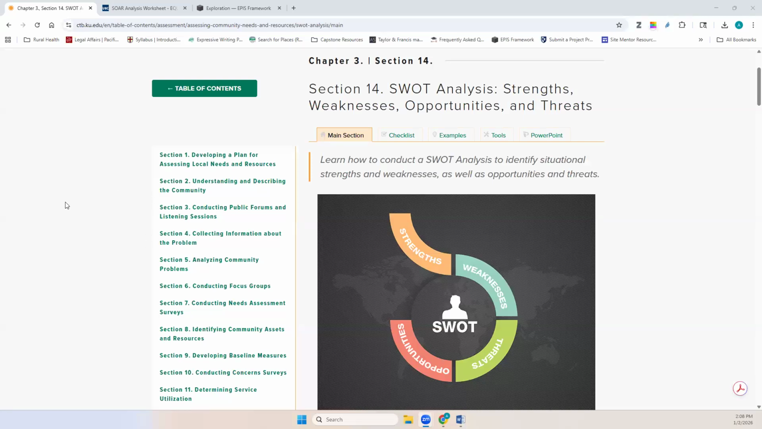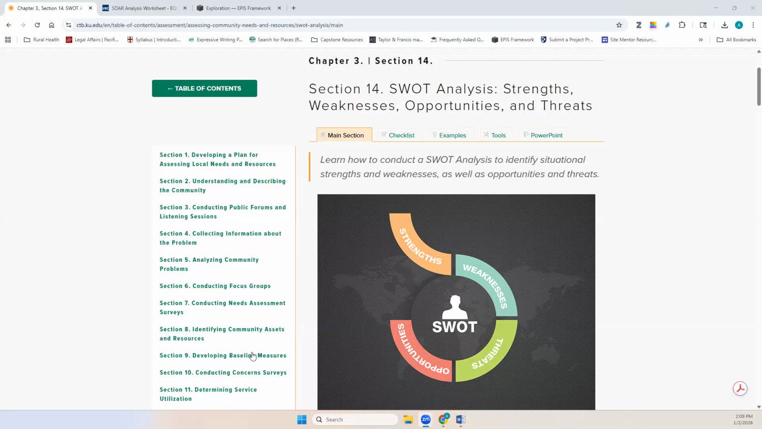So this first one is a SWOT analysis: strengths, weaknesses, threats, and opportunities. This is a very common template that hopefully you're familiar with, and this website is from the Community Toolbox, which is a resource out of Kansas University that has a ton of very helpful information that I think will be helpful for many parts of developing your capstone proposal. But here you can see the screen that focuses specifically on the SWOT analysis.